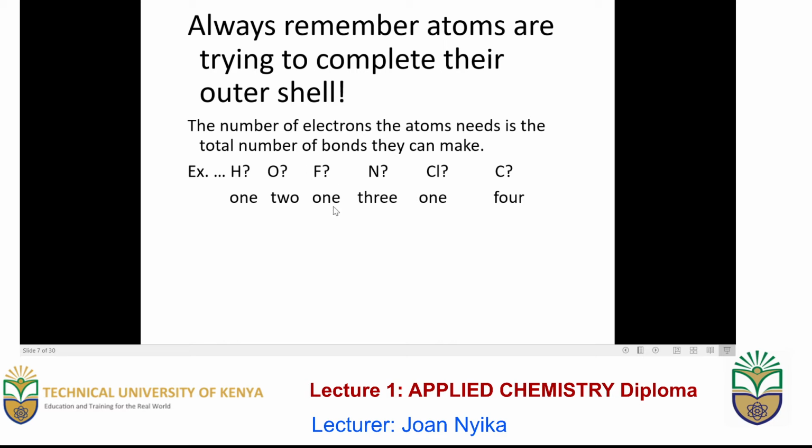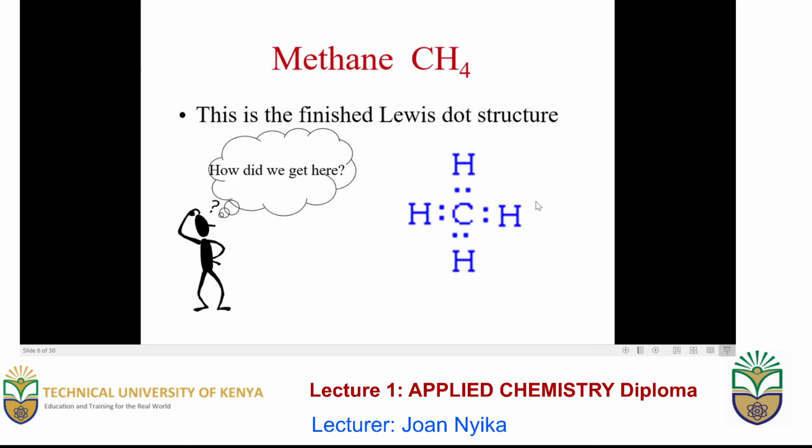For fluorine, it only requires 1 because it already has 7. For nitrogen, it requires 3 because it has 5. For chlorine, it requires 1 because it already has 7. For carbon, it requires 4 because it only has 4.